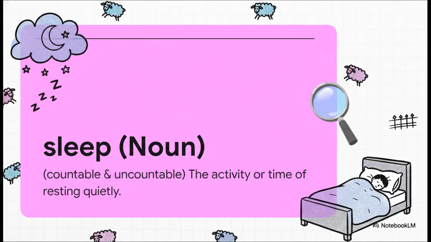But wait, that's not its only gig. Sleep can also be a noun, a thing, a concept. You can talk about the idea of sleep, or maybe a specific period of sleep, and it's super flexible. It can be uncountable, like when you say, man, I need more sleep. Or it can be countable, like talking about a good night's sleep. It's this versatility that really makes it such a workhorse of a word.